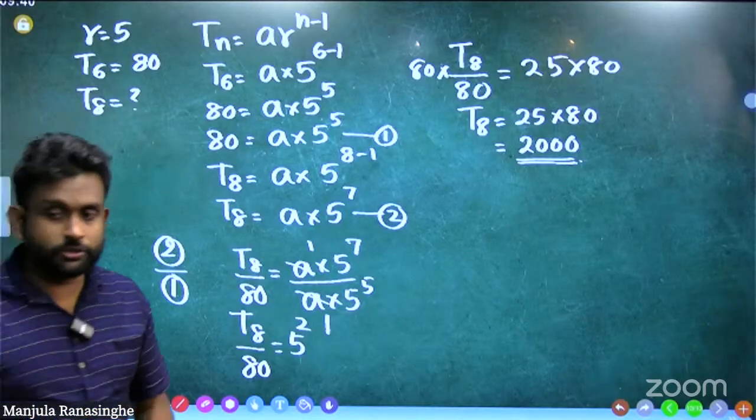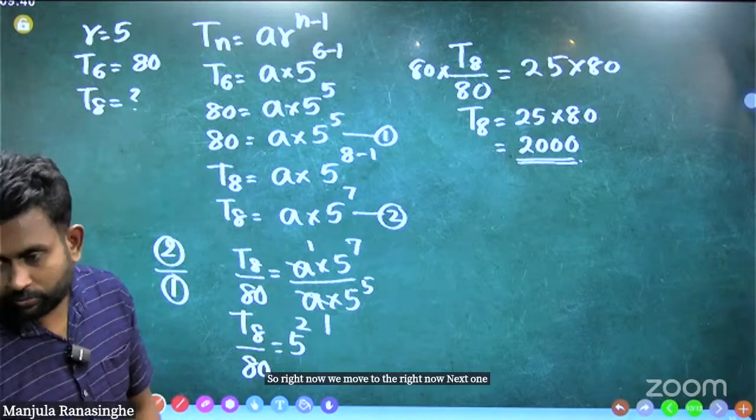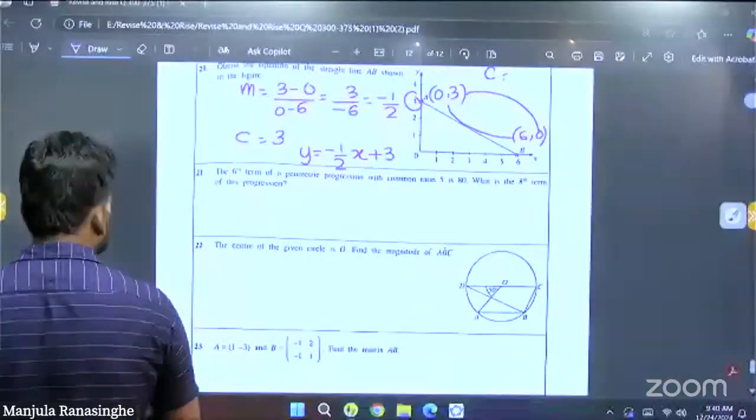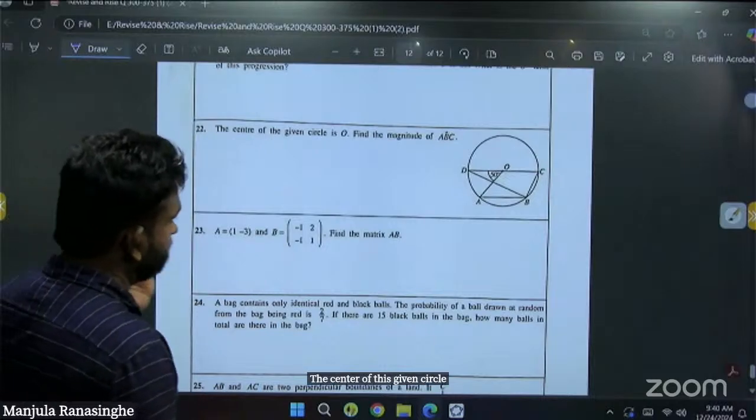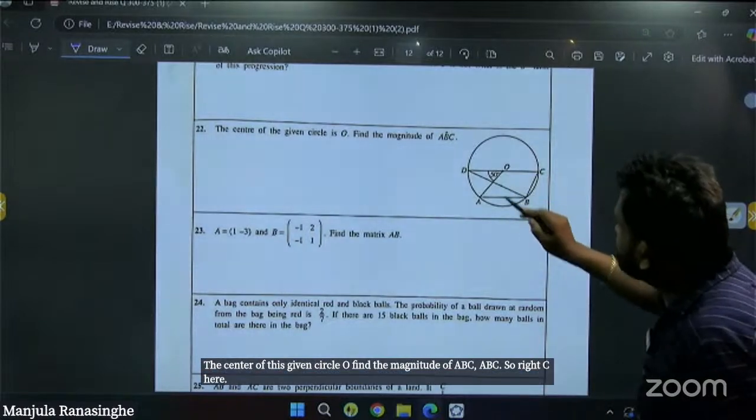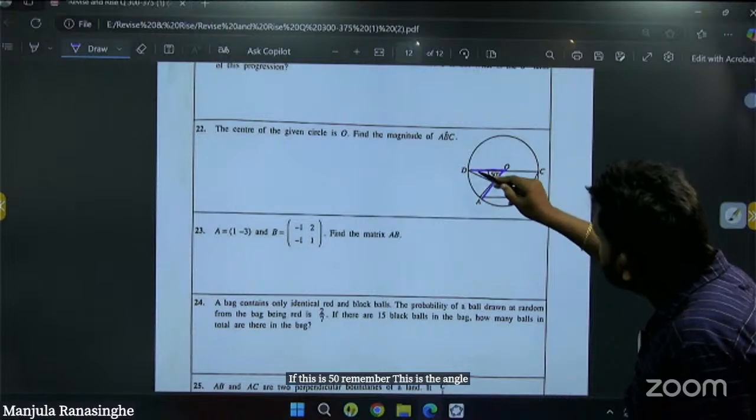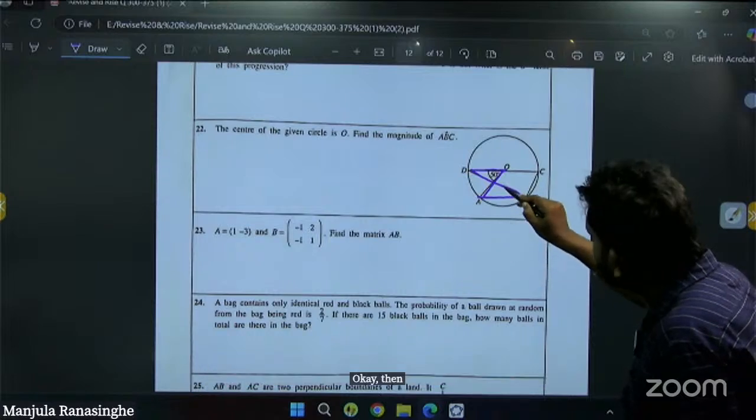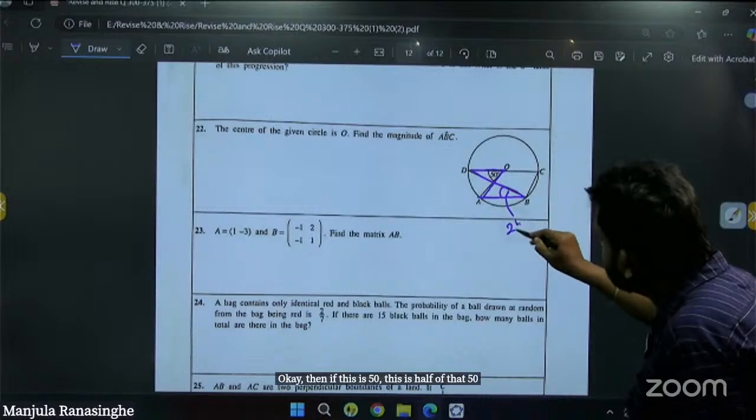Right. Next question, number 22. The center of this given circle is O. Find the magnitude of angle ABC. If this is 50, remember, this is the angle at the center, then this is the angle at the sector. If this is 50, this part is half of that, 25 degrees.